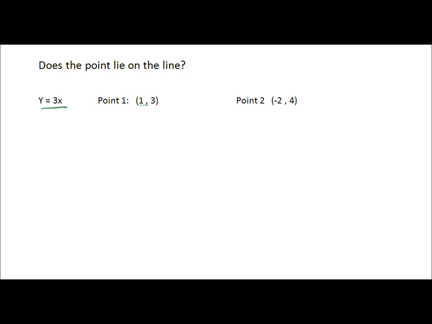So let's try the first one. We have y equals 3x. Now remember that the first number is x and the second number is y. So I'm going to replace the x and y, substitute, with the numbers 1 and 3. So 3 equals 3 times 1. 3 equals 3. That is a true statement. Therefore, the point 1, 3 lies on the rule.